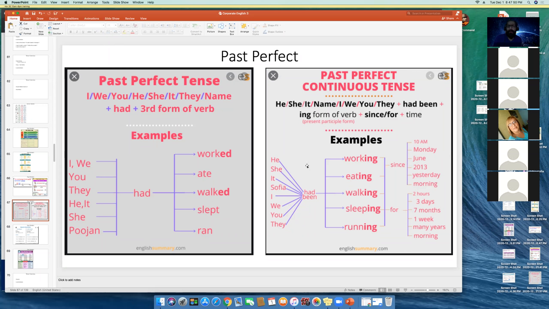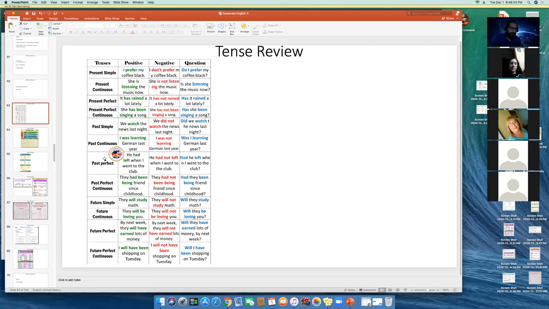Now, in this one, I included the past perfect continuous tense because we had talked about these before, which is the ing format. He, she, it, the name, I, we, you, they, plus had been, the ing form, and then since or for. So as you guys can see, it's a little bit different because it is past perfect continuous. And if we go back to that one, we have past perfect, and then the next one that follows it is past perfect continuous. And that's the example that we have here.